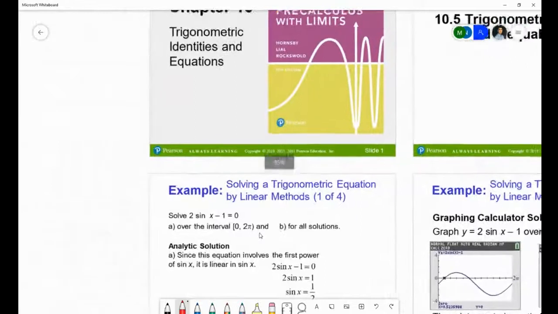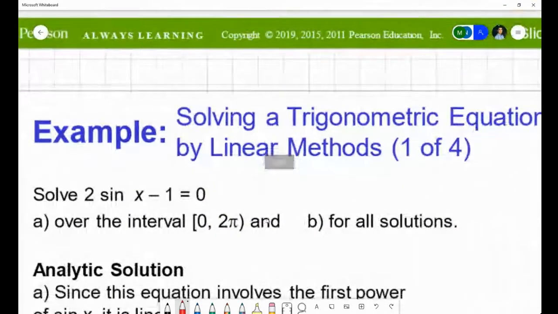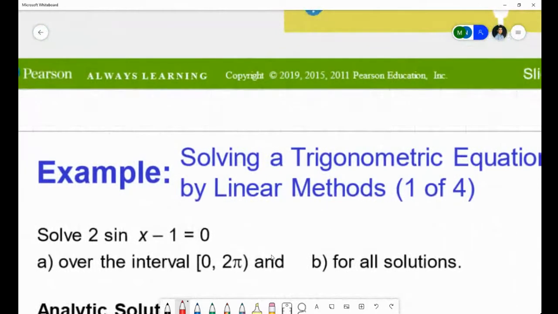So 10.5 is going to be about solving equations. Now we learned how to graph, we learned what the inverse function is. So now we're going to look at how to solve for equations. This is actually a lot easier than you anticipated, because if you know how to solve for x, you're going to use the algebra properties in order to solve trig equations.